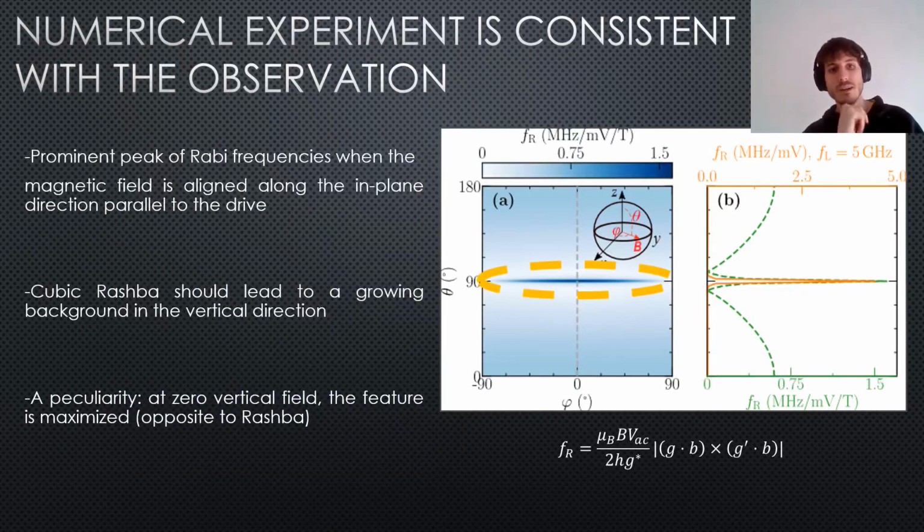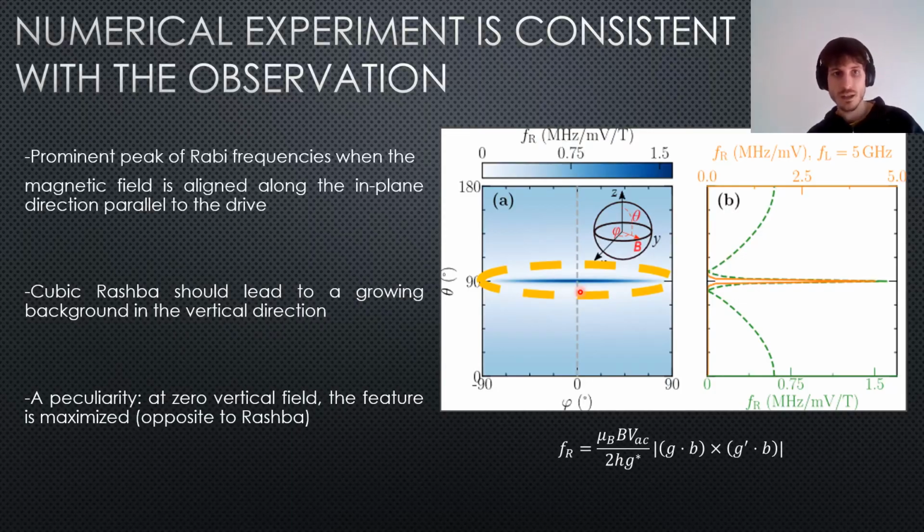And what we observed in our numerical experiment is that, yes, there is this background of Rabi frequencies as a function of magnetic field orientation. And when you are at vertical magnetic fields, you have a local maximum, which is consistent with cubic Rashba. But we also have a feature in plane. And this feature in plane can even be the maximal Rabi frequency, the optimal way of manipulating these qubits.